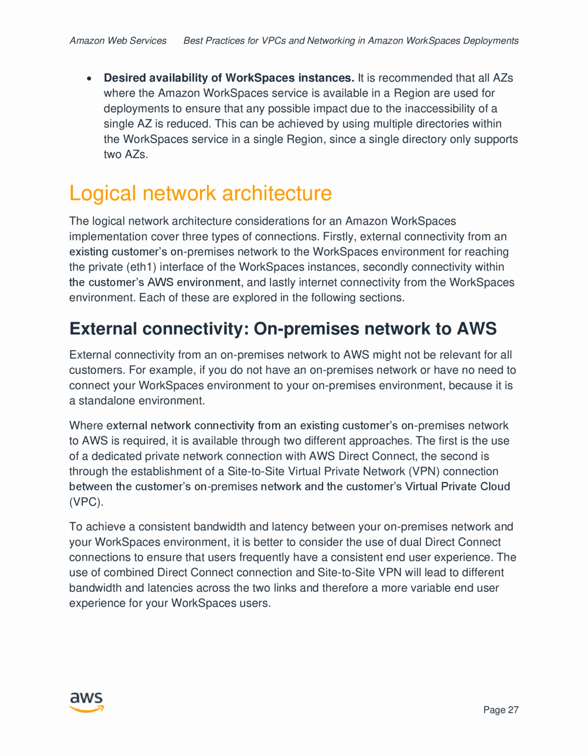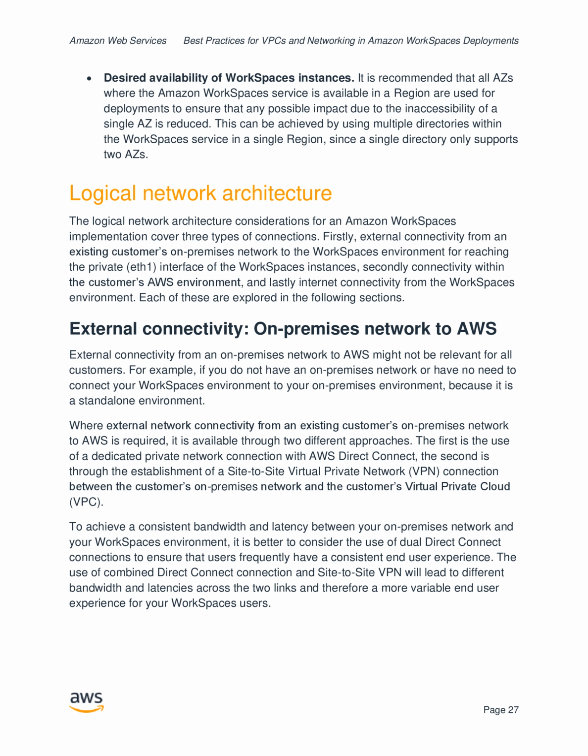Logical network architecture. The logical network architecture considerations for an Amazon WorkSpaces implementation cover three types of connections. Firstly, external connectivity from an existing customer's on-premises network to the WorkSpaces environment for reaching the private, ETH1, interface of the WorkSpaces instances. Secondly, connectivity within the customer's AWS environment. And lastly, Internet connectivity from the WorkSpaces environment. Each of these are explored in the following sections.